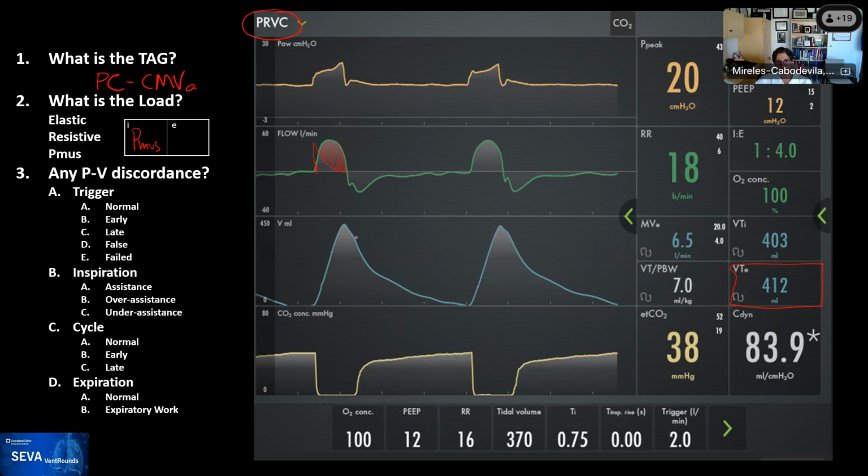And I like to look at the volume because the volume amplifies. It's exactly the same waveform, but amplified because the scale is very different. The other one is flow in liters per minute. This is in milliliters. So it's easier to see the aberrancies. And you can see that the time constant is prolonged.